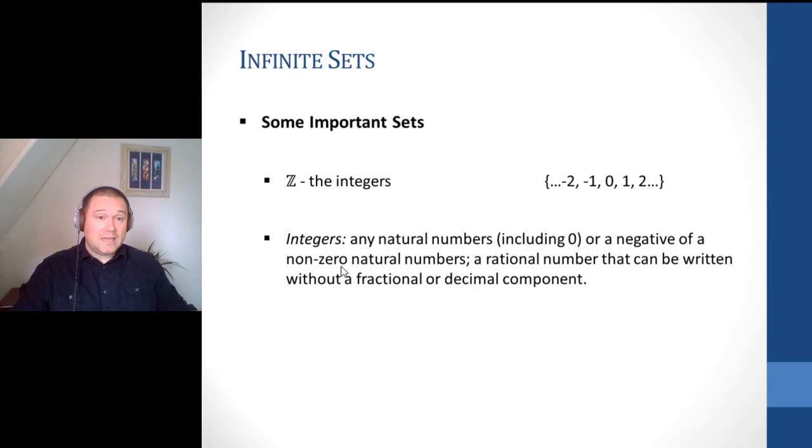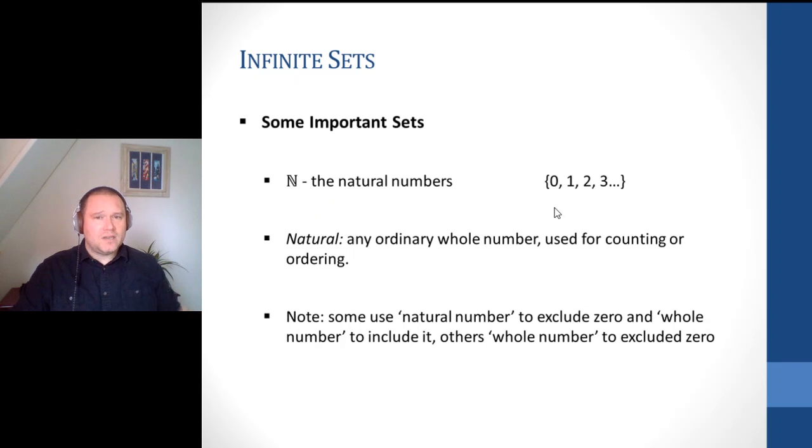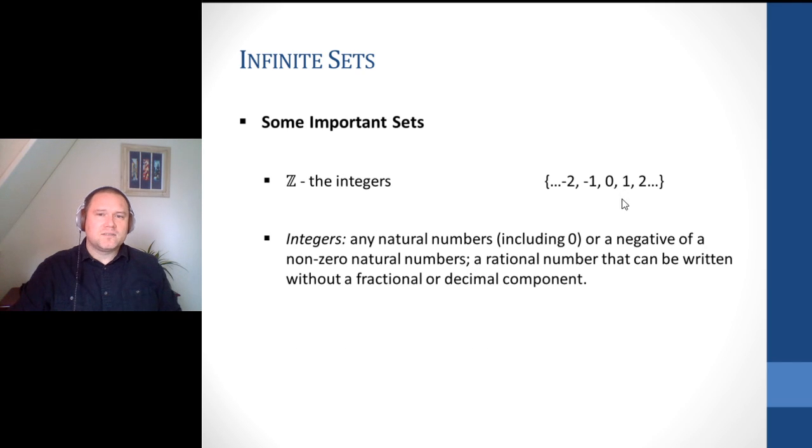To go back, N was all the naturals, so 0 counting in whole numbers upwards. Z is 0 counting downwards and upwards. So N and Z. Cool.